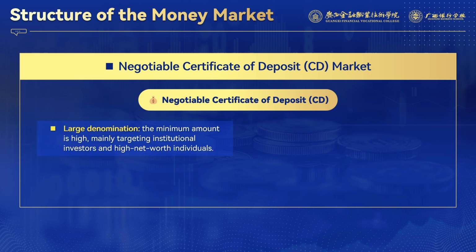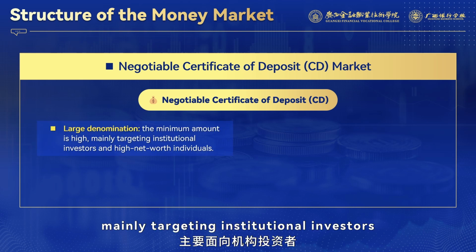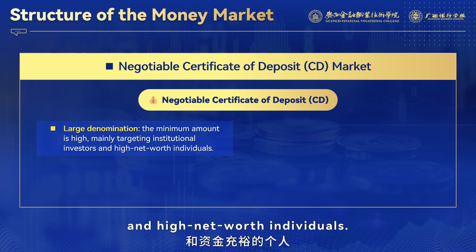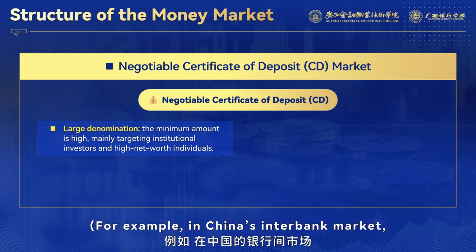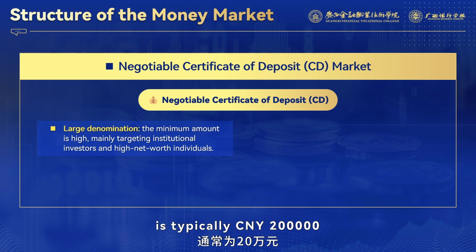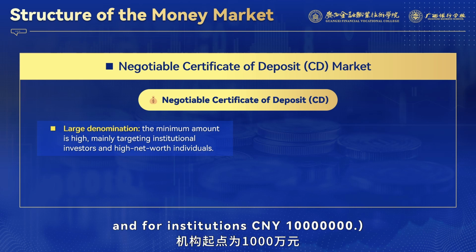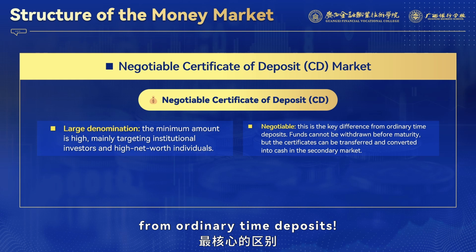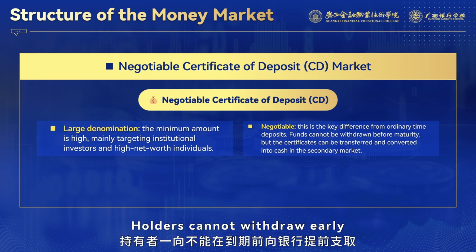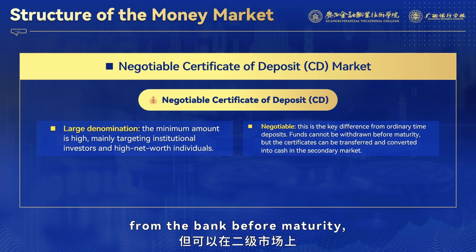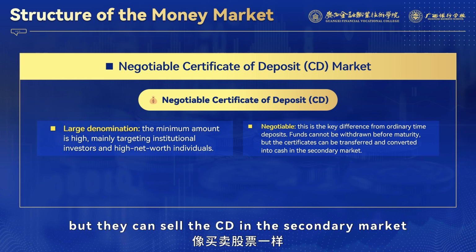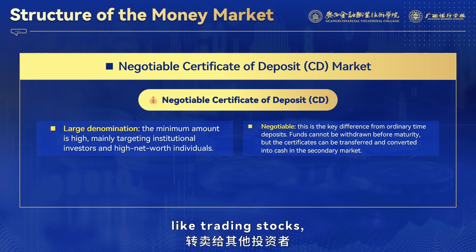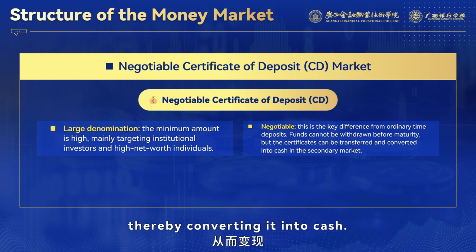Large denomination. The minimum amount is high, mainly targeting institutional investors and high net worth individuals. For example, in China's interbank market, the minimum for individuals is typically 200,000 Chinese yuan and for institutions 10 million Chinese yuan. Negotiable. This is the key difference from ordinary time deposits. Holders cannot withdraw early from the bank before maturity, but they can sell the certificate of deposit in the secondary market like trading stocks, thereby converting it into cash.